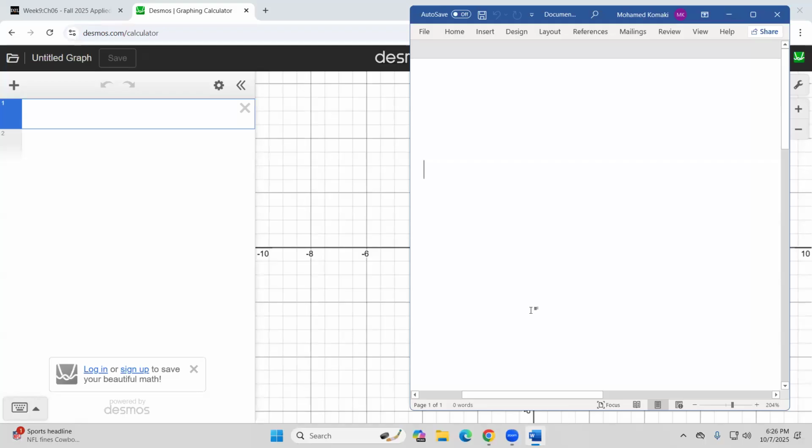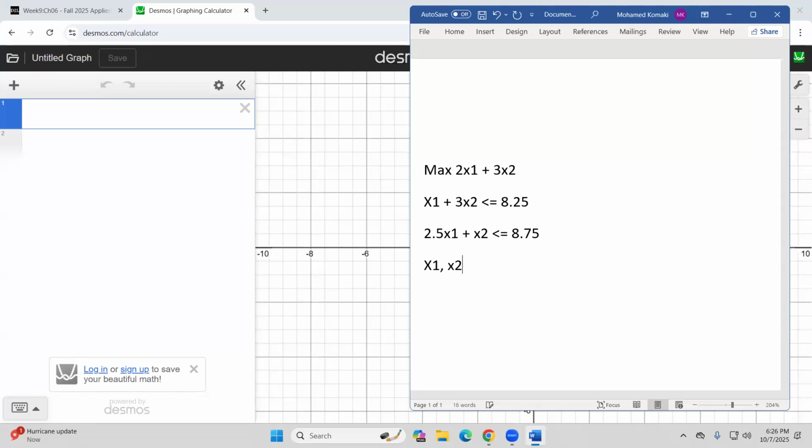So let's say we have a problem called max of 2 times x1 plus 3 times x2, subject to x1 plus 3 times x2 less than or equal to 82.5, and 2.5 x1 plus x2 less than or equal to 8.7. And x1 and x2 are non-negative, and we add for the first time this one.